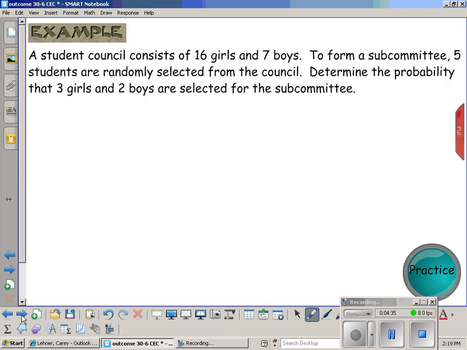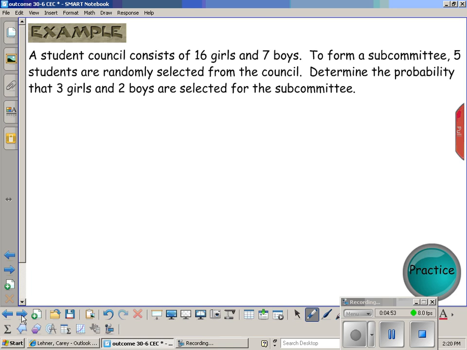Let's look at this last one. A student council consists of 16 girls and 7 boys. To form a subcommittee, 5 students are randomly selected from the council. Determine the probability that 3 girls and 2 boys are selected for the subcommittee.